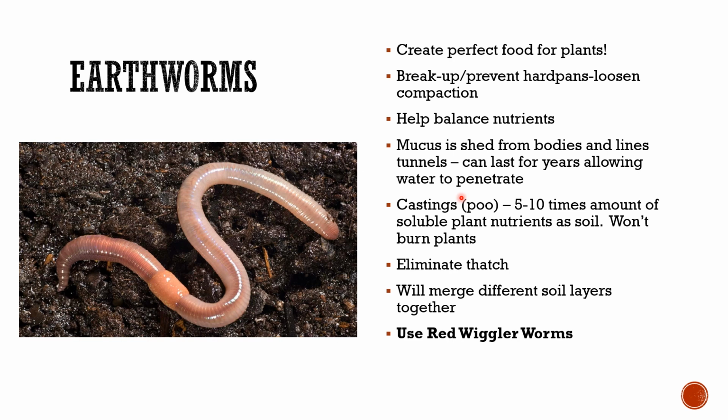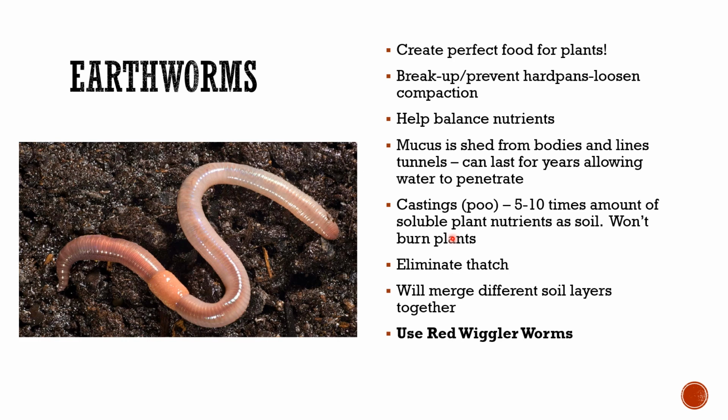Those mucus-lined tunnels can last for years, allowing water and air to penetrate. Amazing. The poo from worms is called castings, and this is amazing good stuff. It has 5 to 10 times the amount of soluble plant nutrients as soil, and it won't burn the plants.